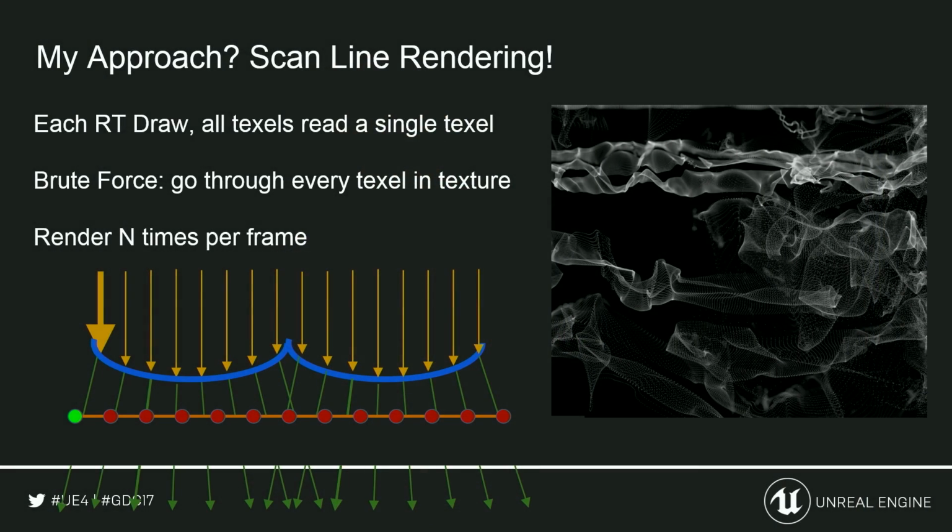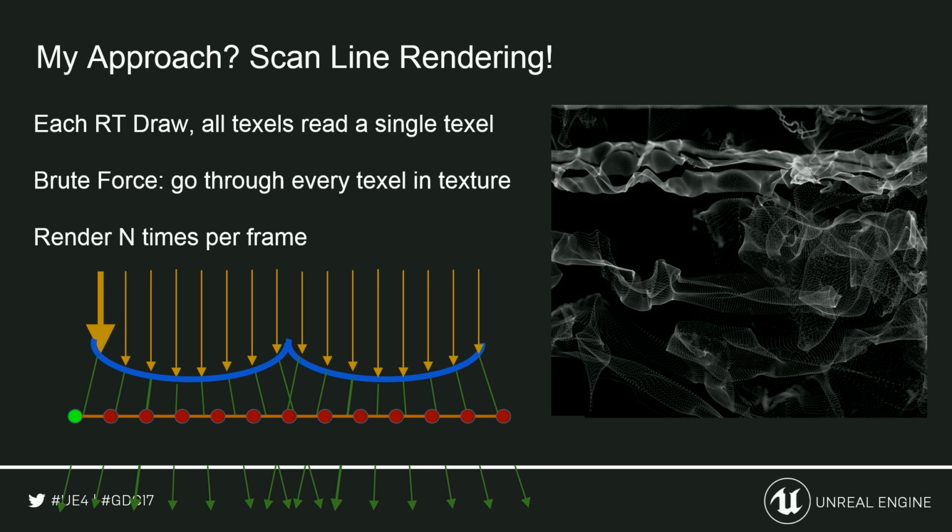And so my approach to this initially was basically to build a scanline renderer. In each render target draw, all texels in your render target are reading a single source location where light essentially hit the water and then could have been refracted, for all we know, anywhere at this point. And the brute force approach is to go through all of the texels, and you can tell it to render a certain number of times per frame to try to speed that up, although there's a pretty low bound on how much that helps, because obviously once you start telling the GPU to do too much work, the frame rate will just drop, and you're just seeing the same thing at a lower frame rate, but the same amount of work is getting done.